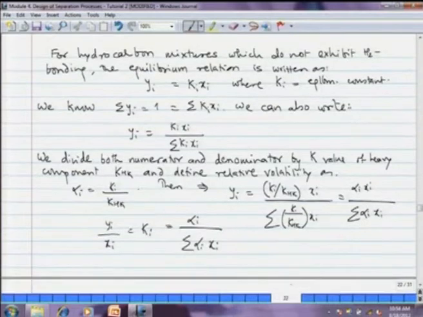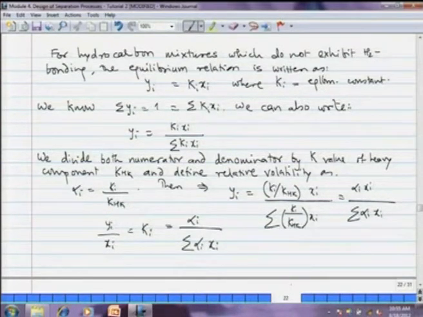Next, we divide both the numerator and denominator of that expression by the K value of the heavy key component. Now, as I said, relative volatility is always defined in terms of the heavy key component. As in the previous problem the heaviest component was E, we defined relative volatilities of all other components with respect to E. So, we do exactly the same thing here. So, alpha i is Ki divided by K HK, the equilibrium constant of the ith component divided by the equilibrium constant of the heavy key component, that we denote as alpha i.